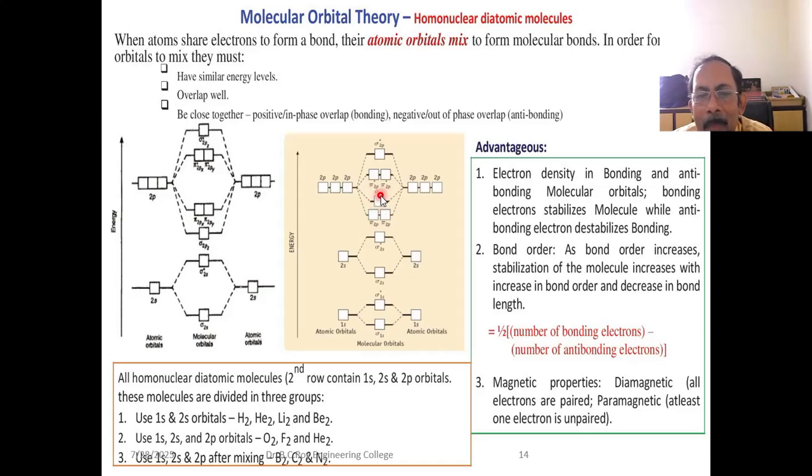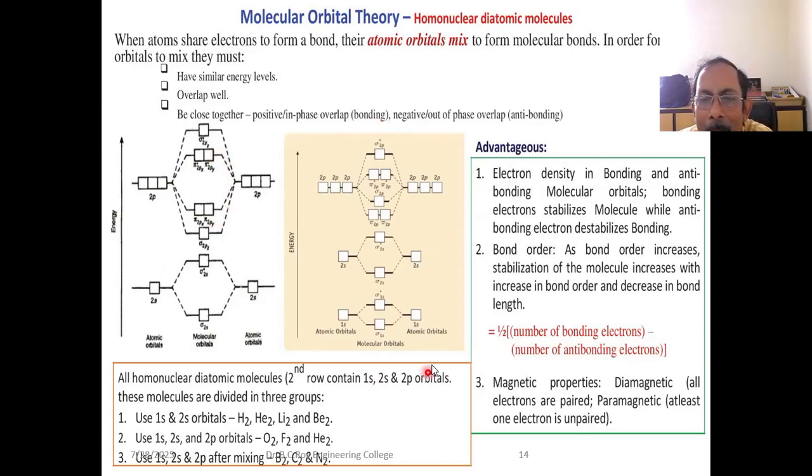But for oxygen, this type of interaction is not happening, because the energy difference between the 2s orbital and the 2p orbital is higher in the case of higher atomic number like oxygen or fluorine. So that interaction becomes less as the distance increases. This energy level difference between the 2s orbital and 2p orbital is more, so the interaction is reduced.